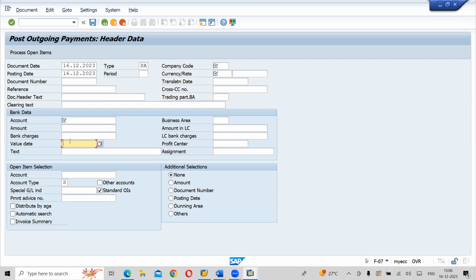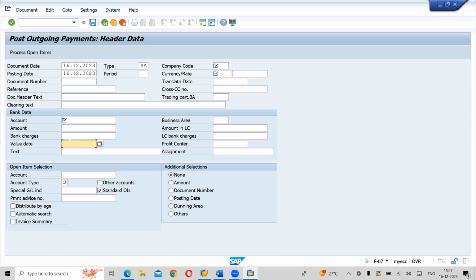Encashment date for cash transactions, and realization date for bank transactions. Value date: encashment date for cash transactions and realization date for bank transactions. What do you mean by encashment?